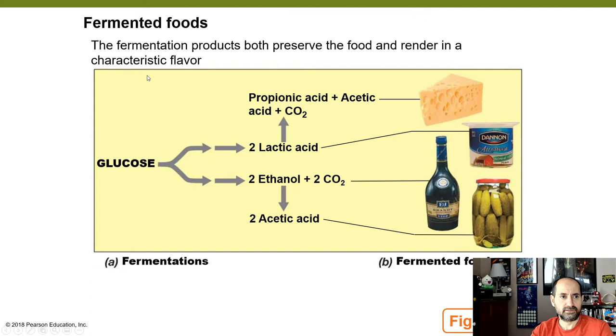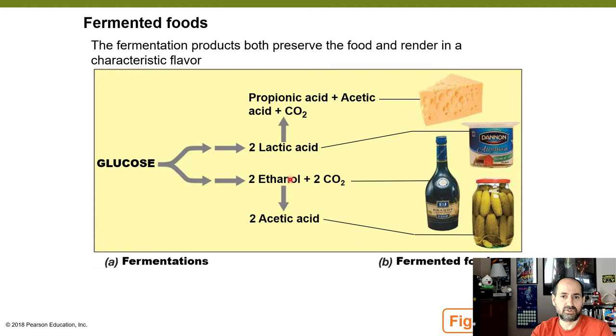And here we can see how some of the fermented products lead to our favorite meals. Microorganisms are able to ferment glucose into different fermentation products. Some microorganisms form propionic acid, acetic acid, CO2 as fermentation products. This leads to production of cheese. Other fermenters produce lactic acid, which allows us to have types of yogurt and types of other dairy products.